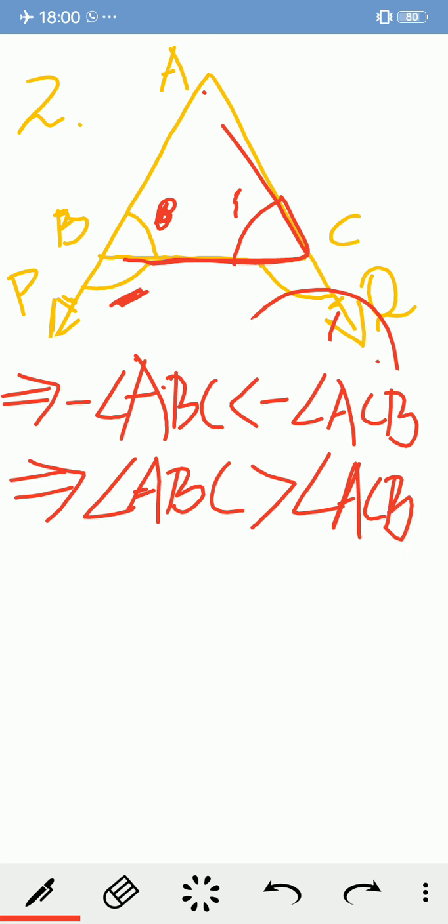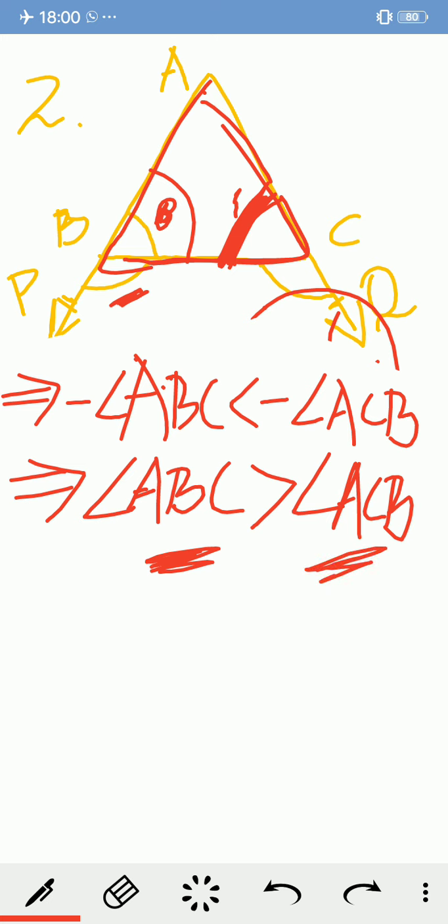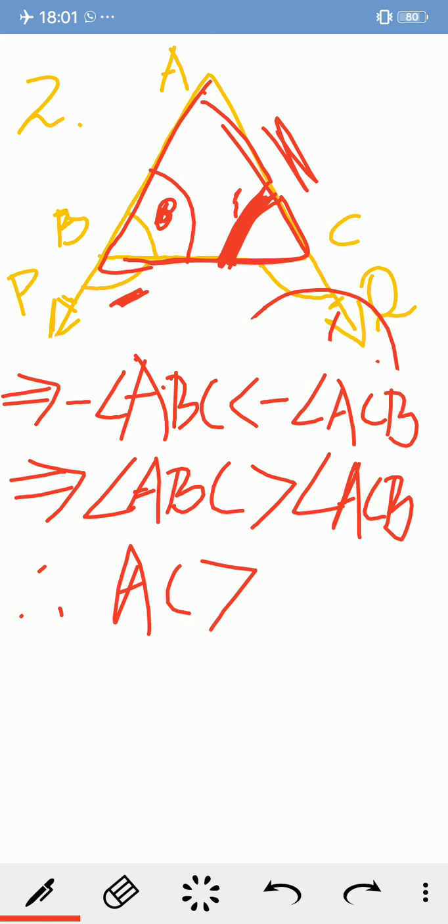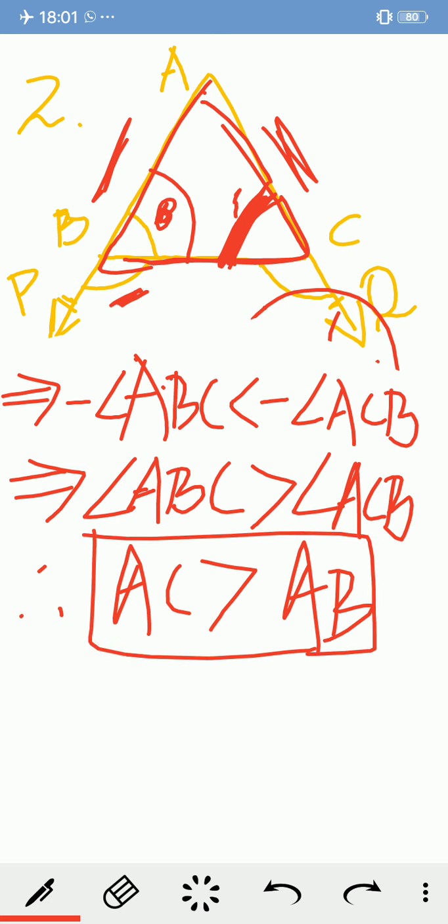Got it? Now look at angle ABC, here's your angle ABC. This one is greater than angle ACB, this one. The bold arc is the smaller angle. This angle ABC is greater than angle ACB. Now you know that the side opposite to the greater angle is greater than the side opposite to the smaller angle. So which side is opposite to angle ABC? It is AC, this one. So AC is greater than the side opposite to angle ACB, that is AB. That's it. So this is what you were required to prove.